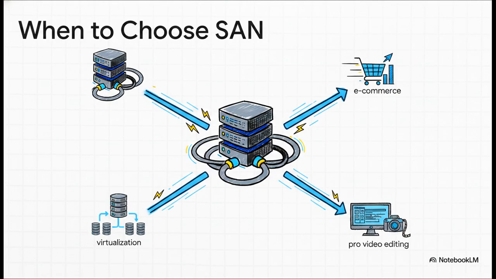But a SAN, that's for when speed is literally everything. When you absolutely cannot afford a single millisecond of delay. Just imagine a huge e-commerce database during a massive Black Friday sale. It's not dealing with whole files. It's reading and writing tiny little pieces of data, those data blocks we talked about, thousands of times a second. That requires the kind of instant, raw access that only a SAN can deliver. The same is true for high-end professional video editing or for running hundreds of virtual computers on one machine. These are mission-critical jobs that demand the pure, unadulterated power of a SAN.